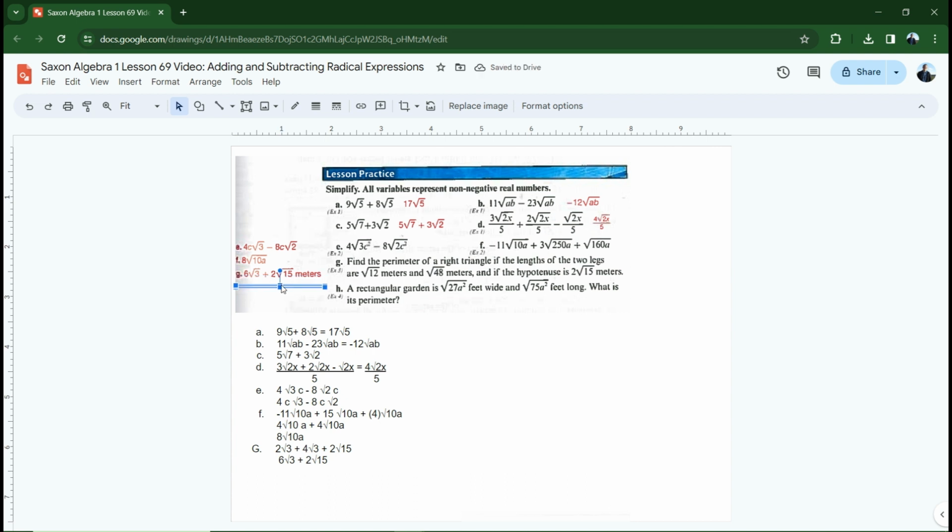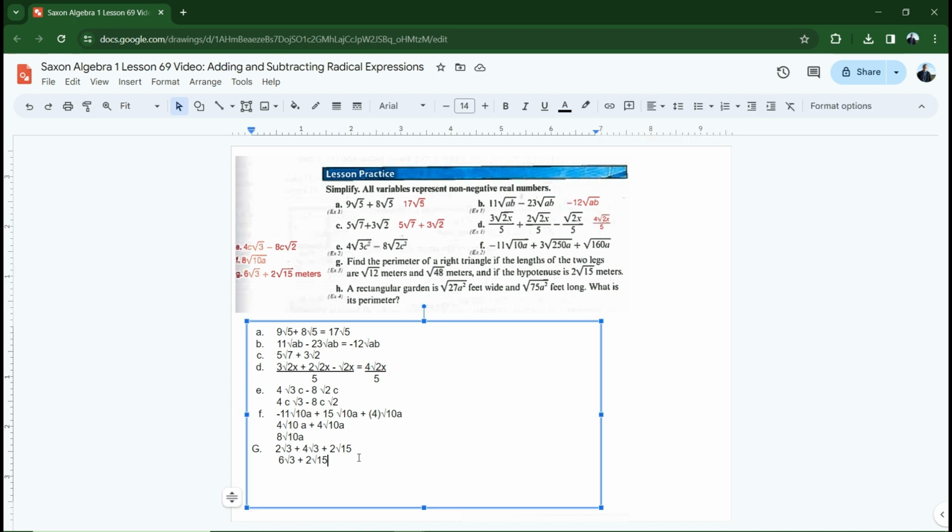All right. And then lastly, a rectangular garden is square root of 27 a squared feet wide and square root of 75 a squared feet long. What is its perimeter? That sounds like I'm going to do a lot of adding. Let's go ahead and get to that. So for letter H, it's going to be 2 times the square root of 27 a squared. Okay. And then that's going to be plus 2 times the square root of 75a squared.